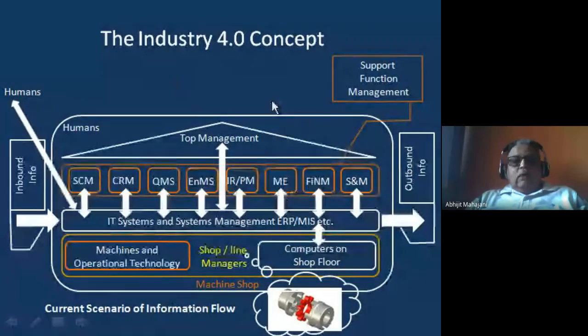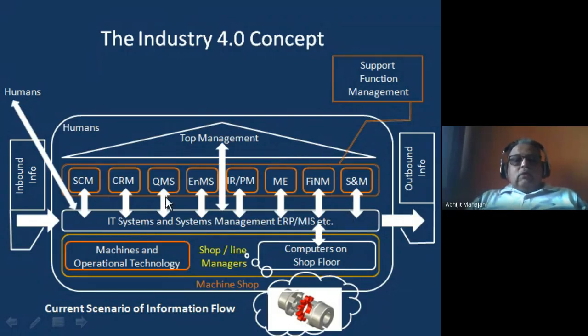This white thing is the factory, and we have this inbound information in the form of orders and information regarding your supply chain and supplies and all that. And here is the outbound information regarding the payments and deliveries and dealers and all that. This is the top management sitting here. And we have support function management, supply chain, customer relations, quality management, engineering management, manufacturing engineering, finance management, and so on. And all these are connected through this IT and systems management or ERP or MIS, etc.